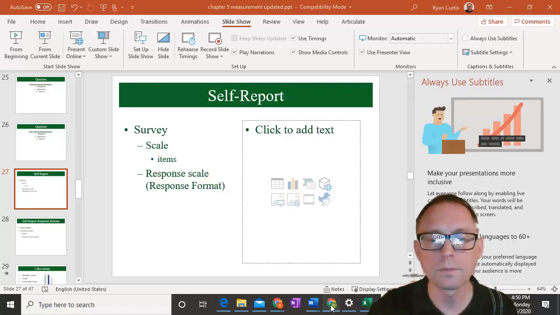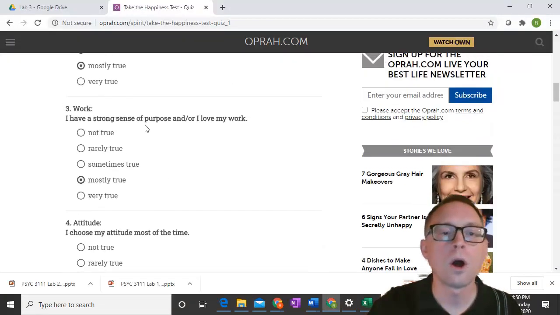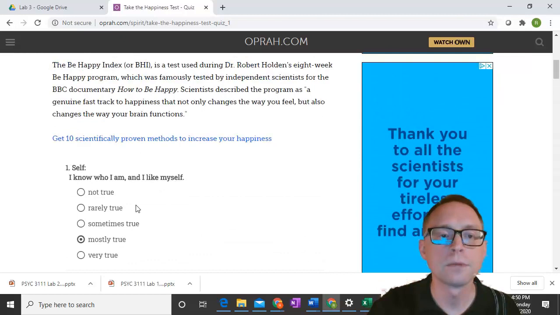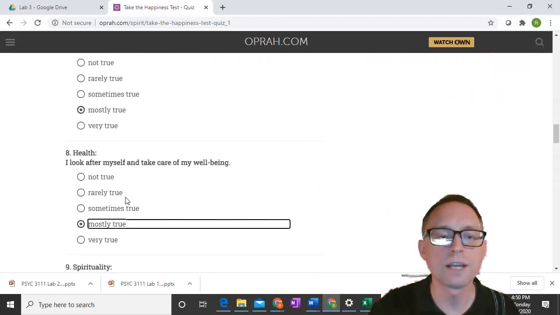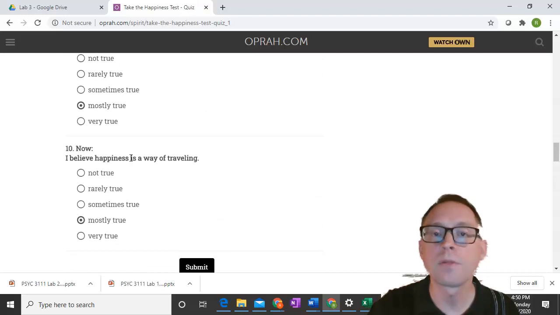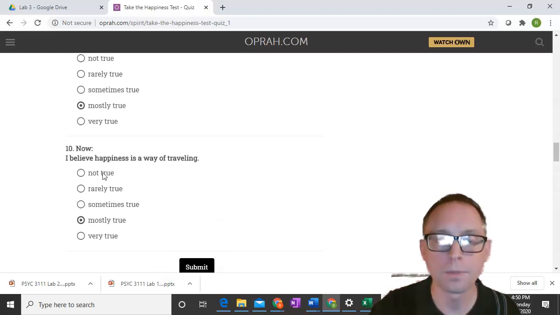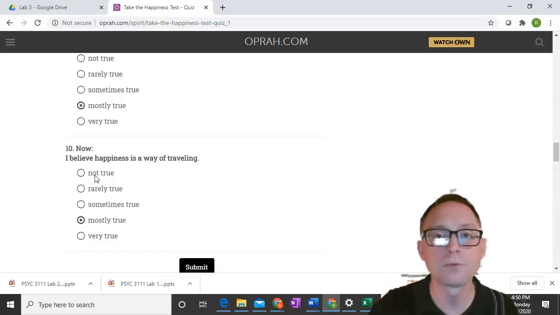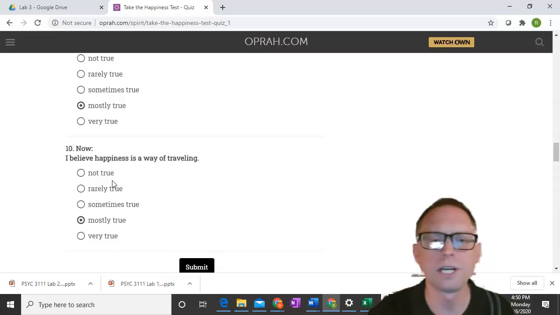All of these together, items 1, 2, 3, 4, 5, 6, 7, 8, 9, 10, all of those items make up the happiness scale. However, underneath each item, we have a response format or a response scale. From not true to very true, that's the response scale or the response format. Often we think about, oh, like on a scale from not true to very true.